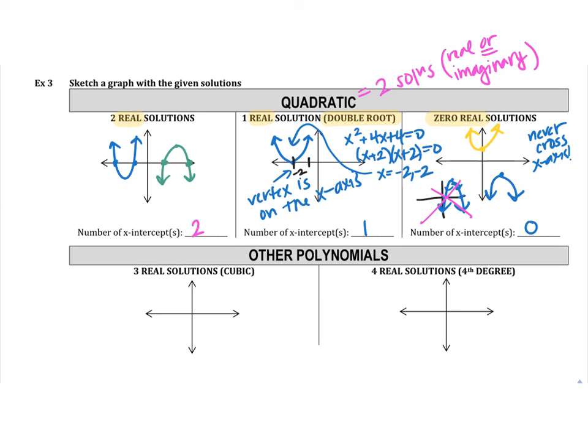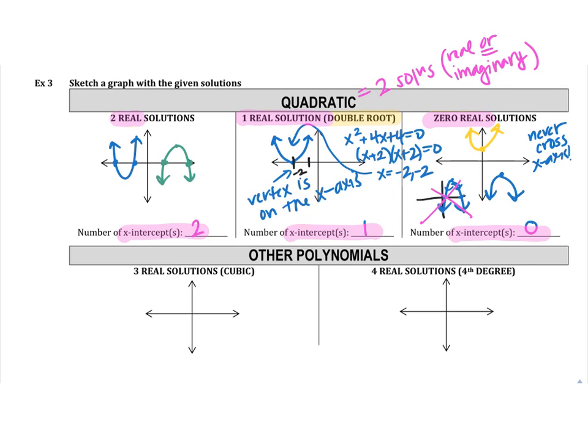0. Okay, so again, I want you to see the correlation between 2 real solutions means I have 2 x-intercepts. 1 real solution means I have 1 x-intercept. 0 real solutions mean I have 0 x-intercepts. So those words have a direct correlation to each other.